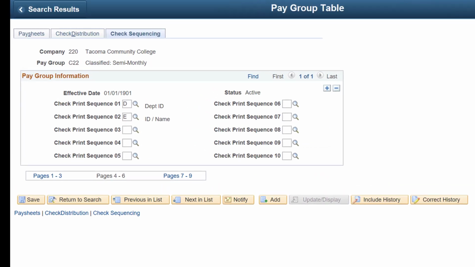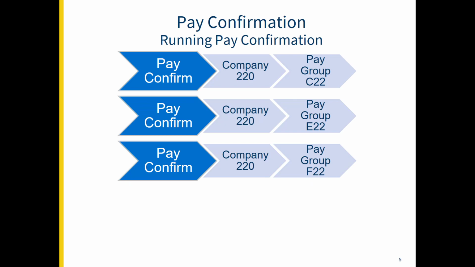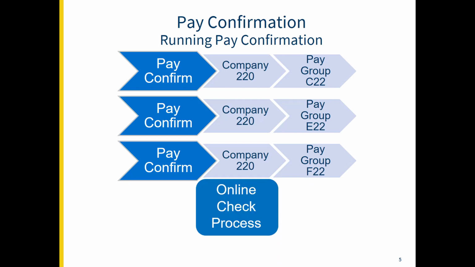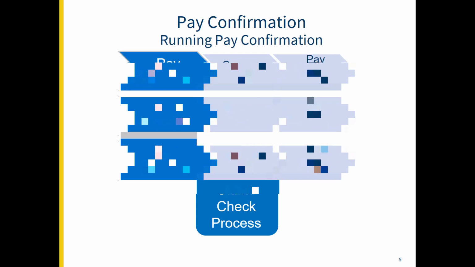This page is the pay group table in PeopleSoft. The remaining check or advice numbers in the pay confirmation process are assigned sequentially according to the check print sequence options you've identified in the pay group table, here on the Check Sequencing tab. Note that the online check process cannot be run while other confirmations are running. The processes may not finish in sequential order and may not update the last form number used field accordingly. Thus, processes that run simultaneously may use duplicate check numbers.